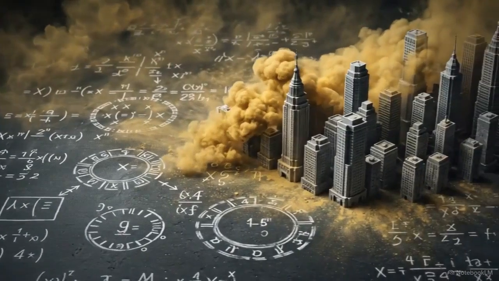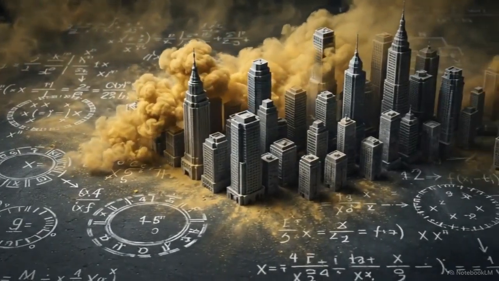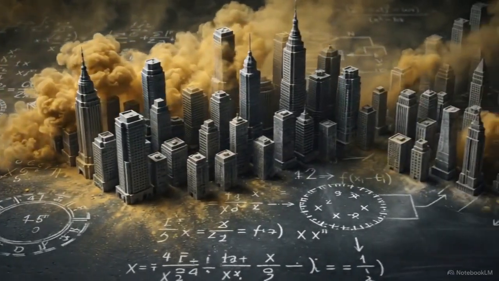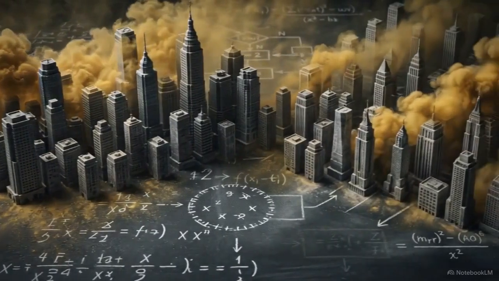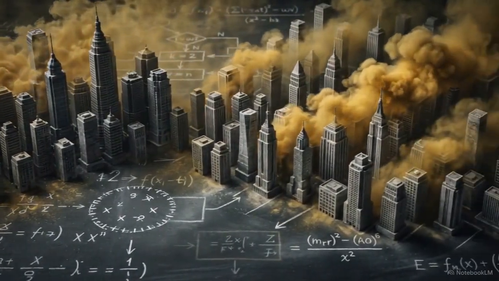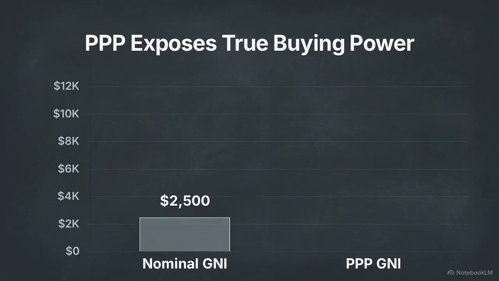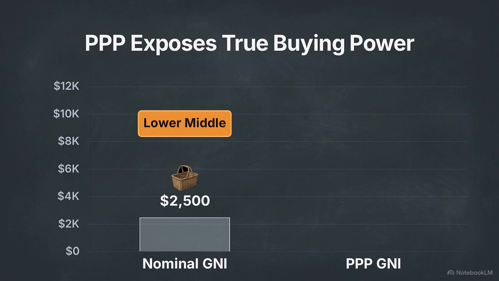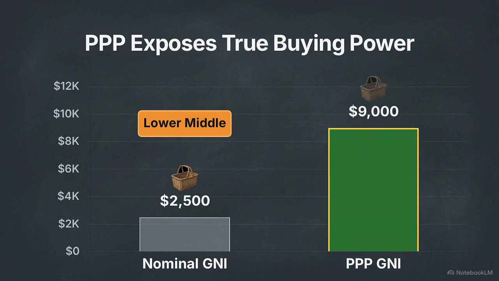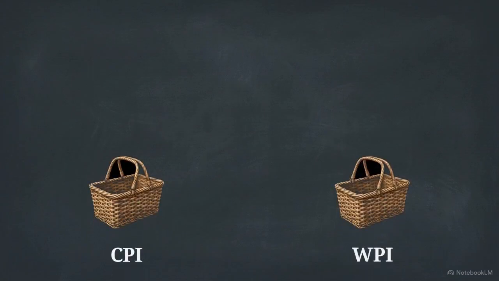While GDP tracks production, it does not measure social well-being. An economy can post high growth while suffering from rising inequality and environmental costs. This creates two different views of the Indian economy. Nominally, we are classified as a lower-middle income group, but we rank significantly higher when measured by our actual purchasing power parity. To track domestic prices, we use two baskets, the Consumer Price Index and the Wholesale Price Index.